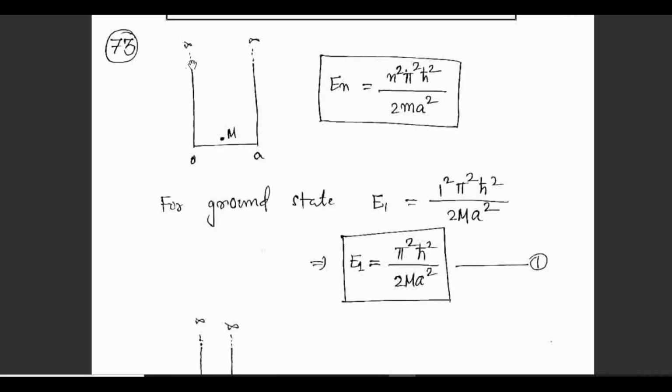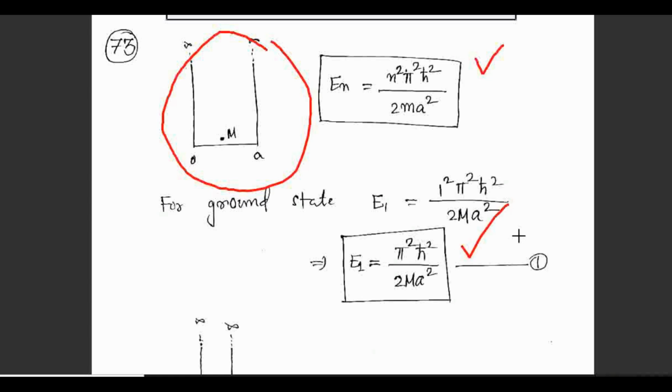So let's see the solution. This is the infinite potential box from 0 to a. The dimension is 0 to a, and this is the formula: En is equal to n square pi square h bar square by 2 m a square. As it is mentioned in the question that it is the energy of the lowest state, in this type of system, the infinite potential well, the n value starts from 1. If you put 1, the lowest energy state, you will get E1 equal to pi square h bar square by 2 capital M a square. Make this equation 1.